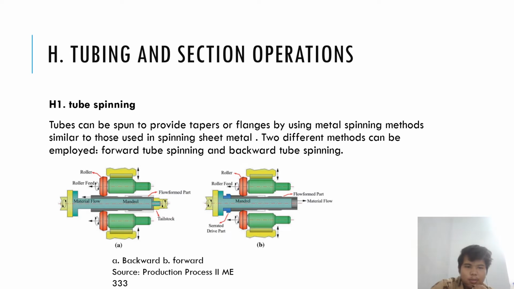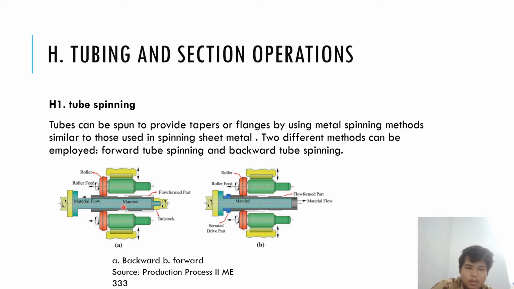Now we're going to talk about tubing and section operations. Tube spinning. Tubes can be spun to provide tapers or flanges by using metal spinning methods similar to those used in spinning sheet metal. Two different methods can be employed: forward tube spinning and backward tube spinning.